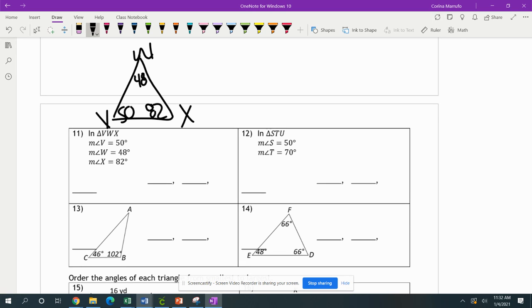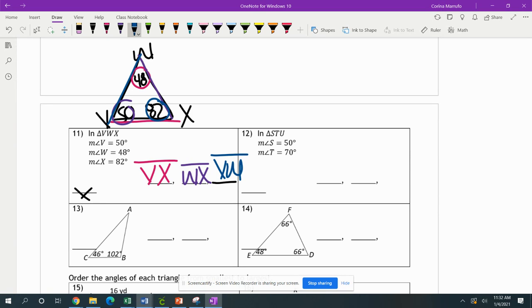Okay, so we start off with the smallest one. The smallest one is angle W, which is 48. And across angle W is going to be VX. When we go to the next one, it would be 50, which is angle V, and across from angle V would be WX. And then, sorry, the line came out on the wrong spot. And then the biggest angle is going to be angle X with 82. So the side of angle X is VW.